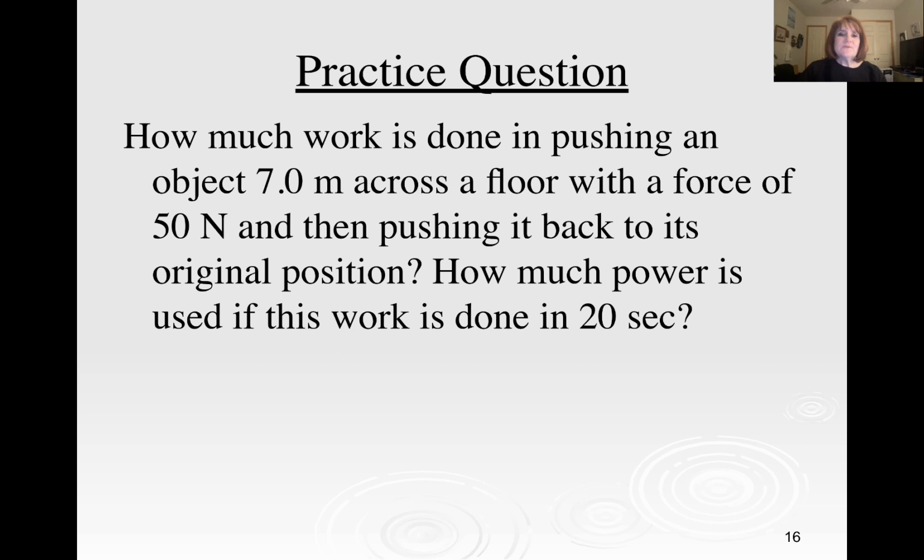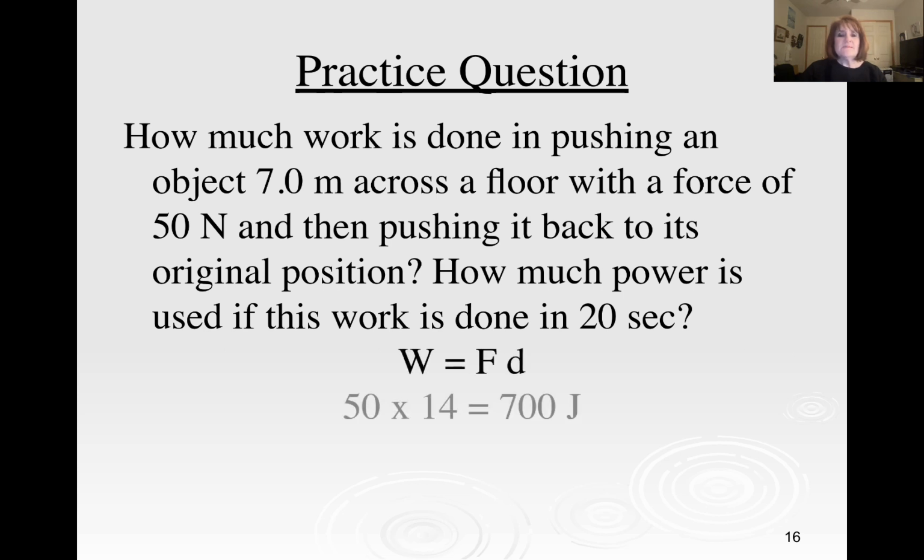So here's a practice question you're going to have on your assignment today. How much work is done in pushing an object 7 meters across the floor with a force of 50 newtons and then pushing it back to its original position? And then how much power is used if this work is done in 20 seconds?